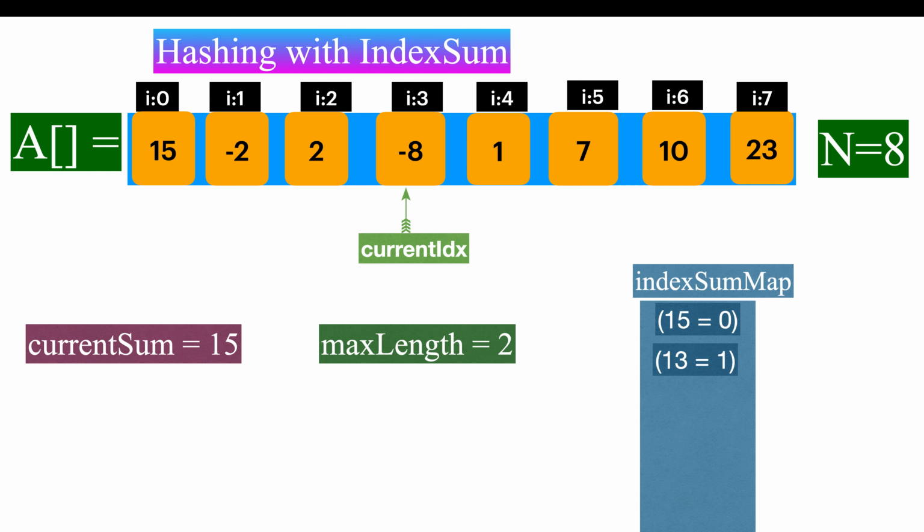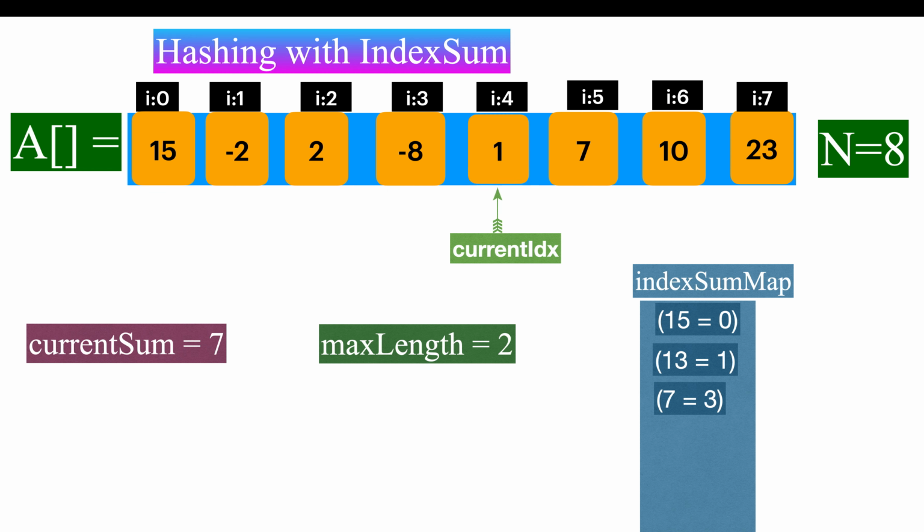Now at index 3 we have minus 8. Add to the current sum, it becomes 7 which is not present in the map. Add 7 with index 3. Then at index 4 we have 1. Add to the current sum, it becomes 8 which is not present in the map. Add 8 with index 4.